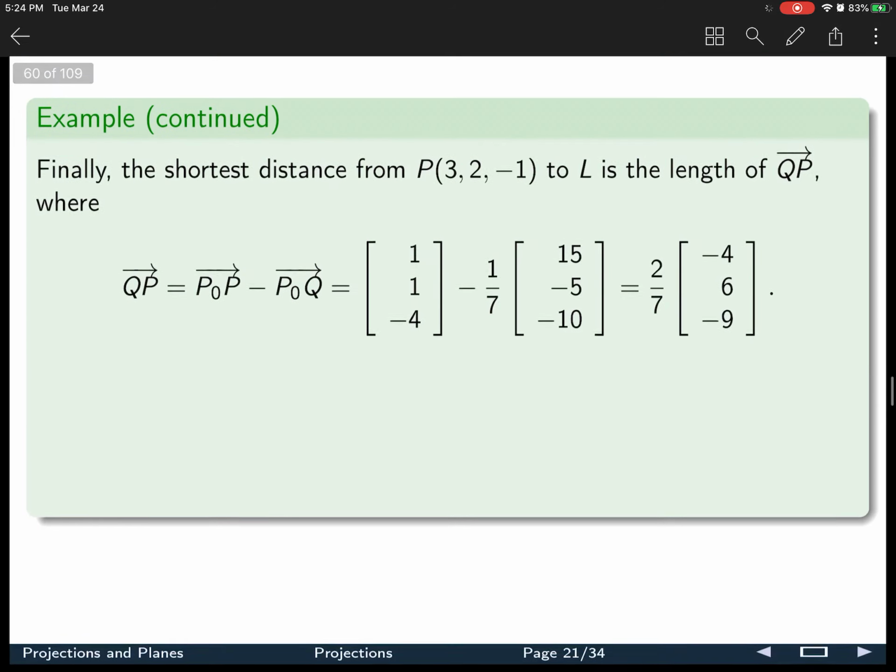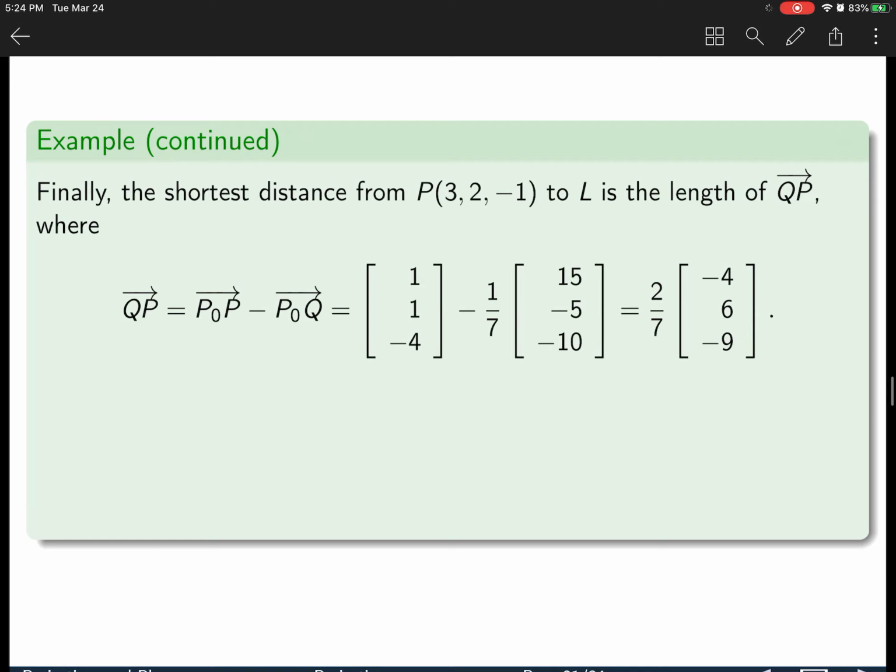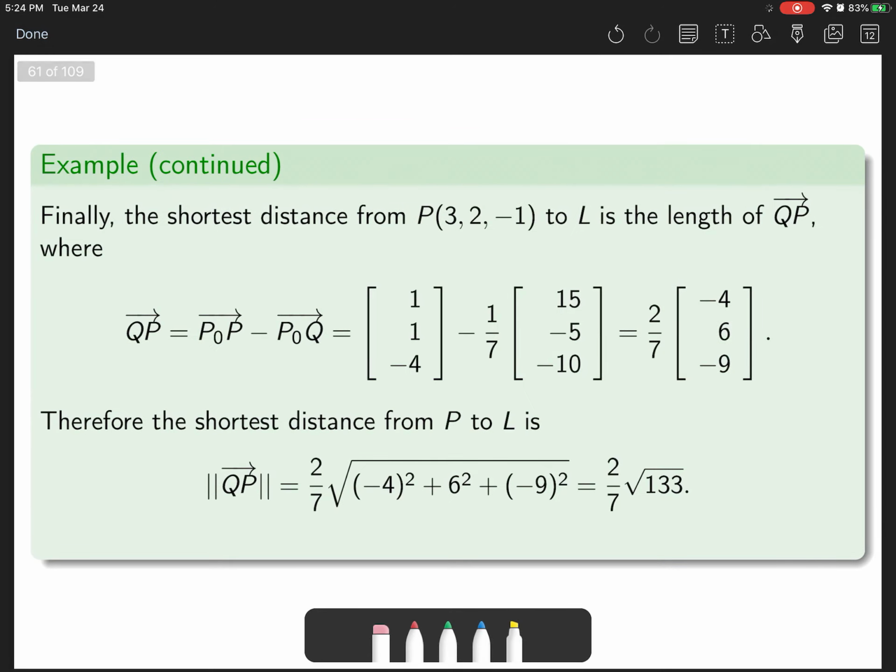All right. And to actually obtain the shortest distance, really, that's QP, but that's the vector that we labeled U2. Again, it's just U minus U1 to get that U2 vector, and finding the magnitude of the U2 vector is what gets you the shortest distance from the point to the line.